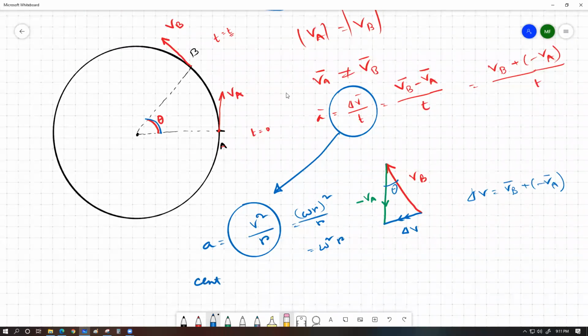The word is centripetal acceleration. Okay?